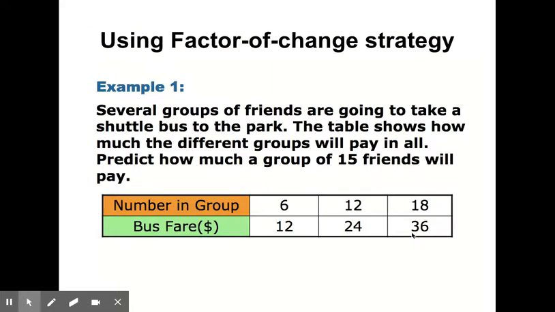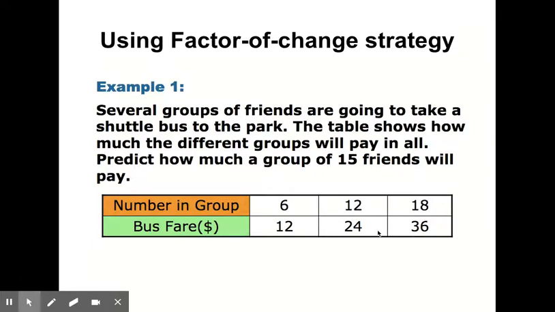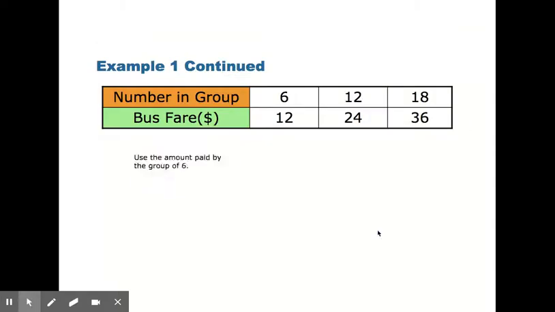Okay, and then finally, using a factor of change strategy. Several groups of friends are going to take a shuttle bus to the park. The table shows how much the different groups will pay in all. Predict how much a group of 15 friends will pay. So we don't have anything on here that connects to the 15, and we don't have a unit rate. So we could use any of the strategies, but there is this new strategy of the factor of change.